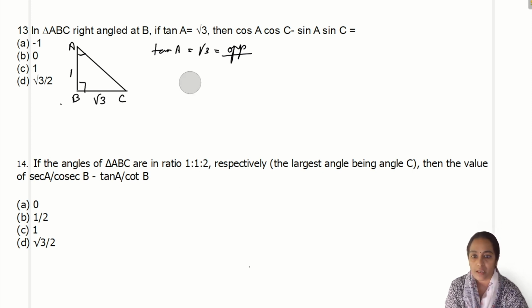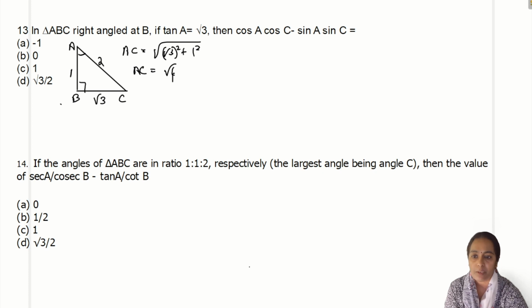So what is my hypotenuse here? Hypotenuse AC is going to be square root of root 3 square plus 1 square, which is square root of 4. So AC will be 2. So the hypotenuse is going to be 2 here.